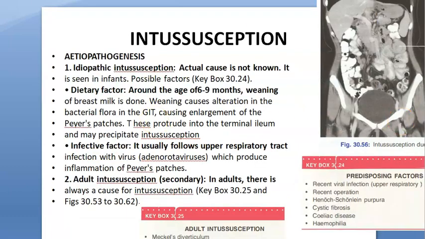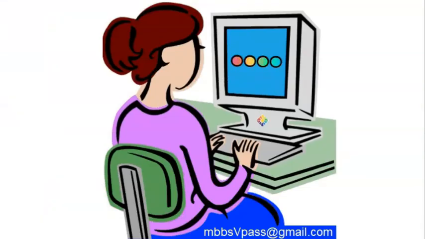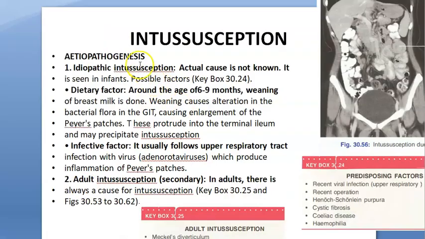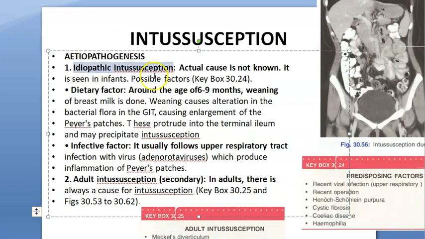Okay, so we understood the types, guys. Now, amazing, you have understood the types. Now, let us go to the causes. Why does this happen? Idiopathic, nobody knows why it happens. Dietary factor. Dietary factor means what? Around the age of this month, weaning of breast milk will try to slowly stop giving breast milk. Okay, and they will start trying to give complementary feeding.